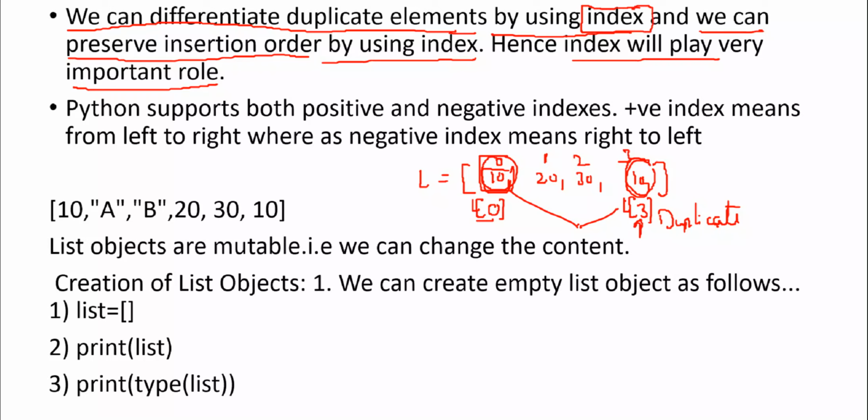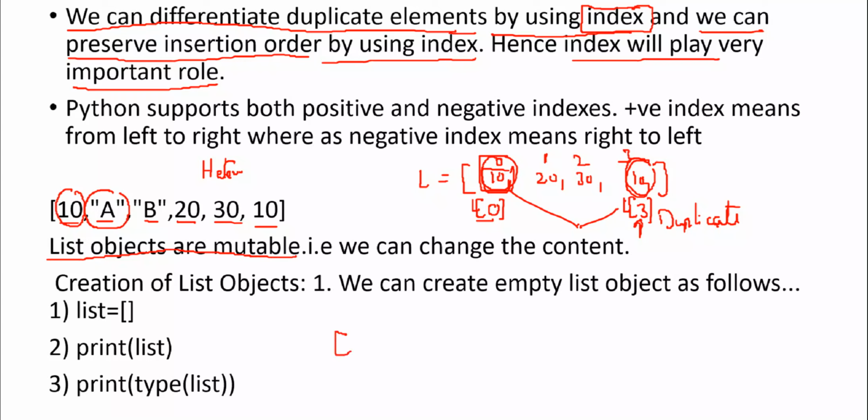Suppose if we take this list here: 10, A, B, 20, 30, 40. Here integer type objects are there and string type objects are there. So it is a list. It is containing heterogeneous elements. Okay. So list objects are mutable. That means we can insert the elements and you can change the elements.